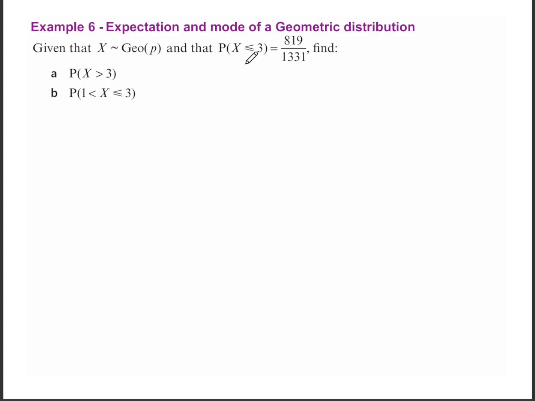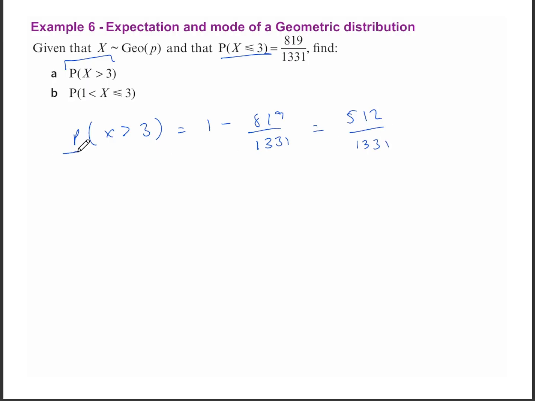That is quite simple because this is just the complement of this. Because if something is not lesser or equal to 3, then it is going to be greater than 3. So if you don't get the success in the first 3 attempts, you're going to get the success after the 3rd attempt. So they're complements, and so probability of x greater than 3 will just equal to 1 minus 819 over 1331, which will just give us 512 over 1331.